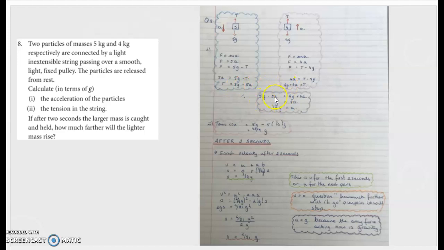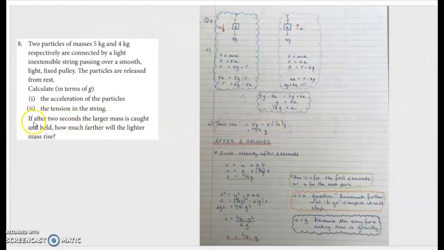5g minus 5a is equal to 4g plus 4a, and I get that g is equal to 9a, or 1 over 9g is equal to a. That's our acceleration. Then we have to look for the tension, and in this case I simply substitute 1 over 9g into either of these equations, and you will get that your tension is 40 over 9g.